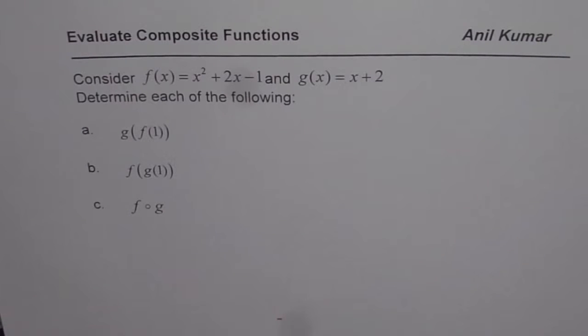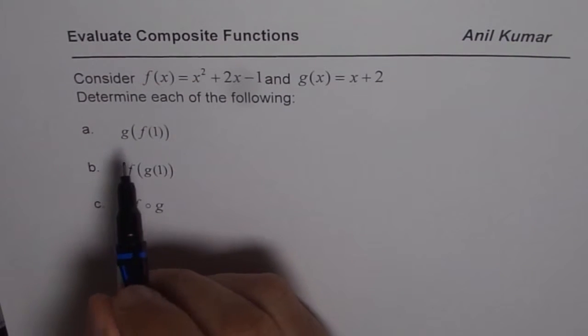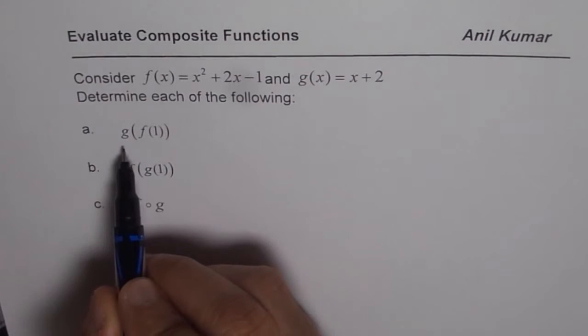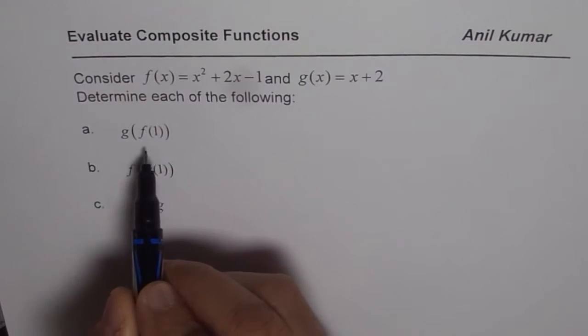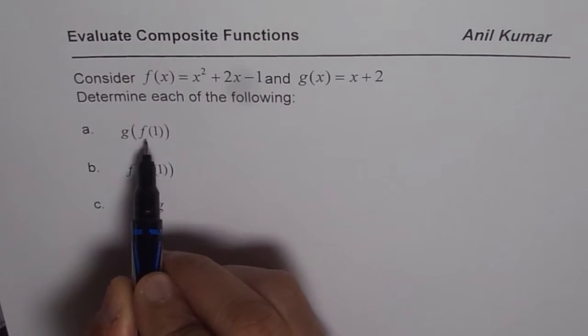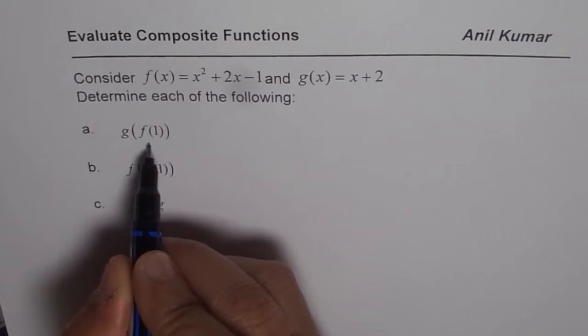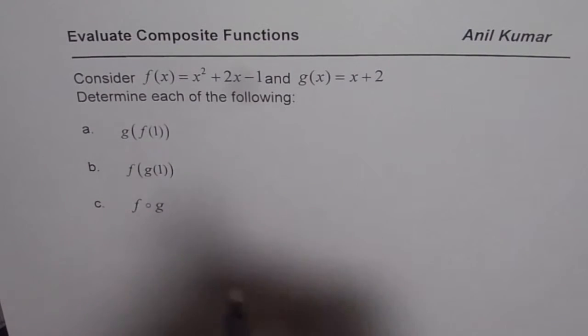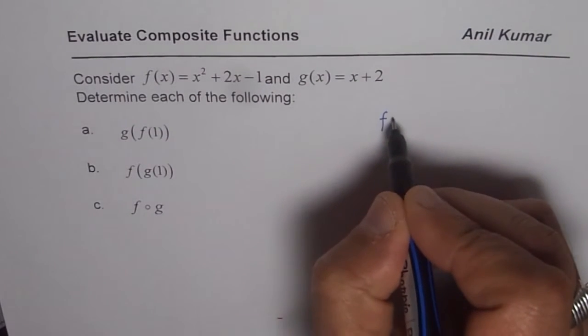I have purposely taken a very simple example since we need to understand the basic concept. Now when I say evaluate g of f of 1, that means the function g should follow the function f. So inside function is always first. So in the first step, you need to find what is f of 1. So let's calculate what is f of 1.